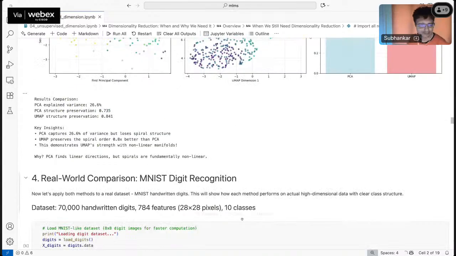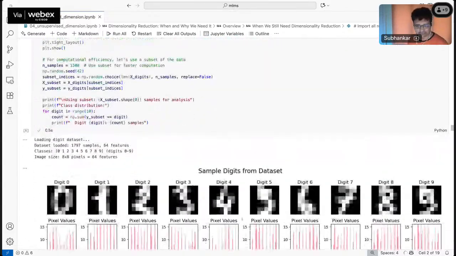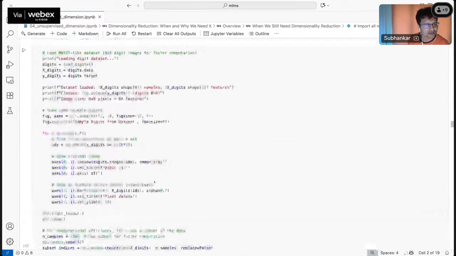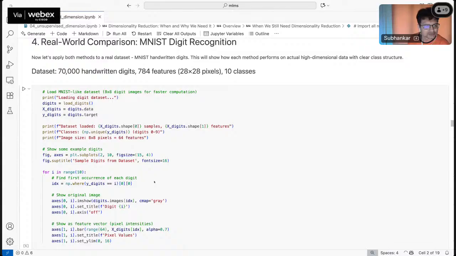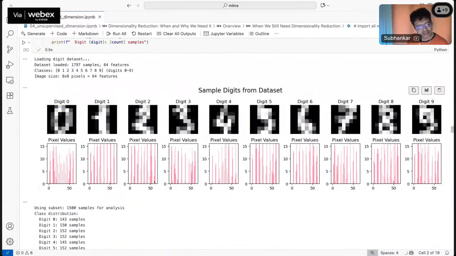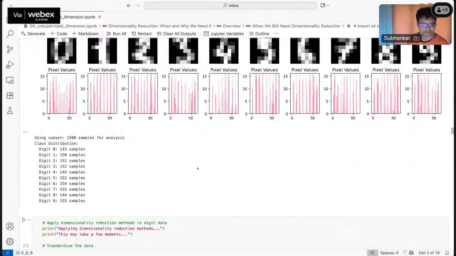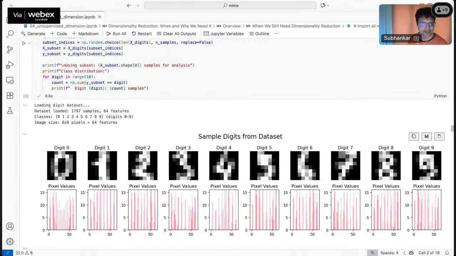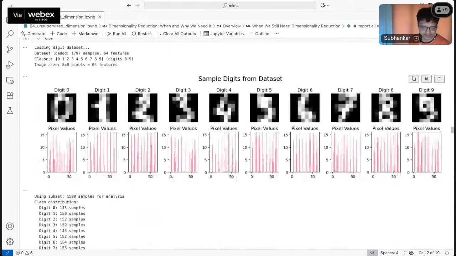Fine. And I was talking about MNIST. MNIST looks like this. This is a 0, this is 1, this is 2, this is 3, 4, 5, 6, 7, and so on. So these are the digit values. This MNIST is 8 cross 8, so it is just 64 dimensions. My bad if I said 28 cross 28. Maybe it is 8 cross 8. I have a little bit of doubt.